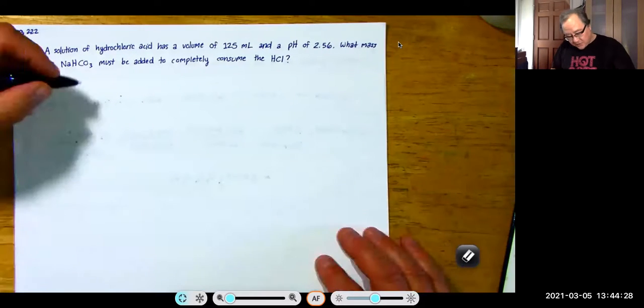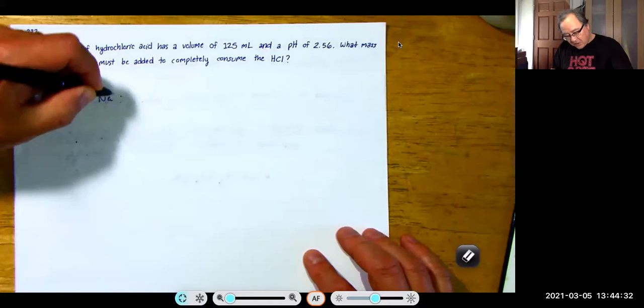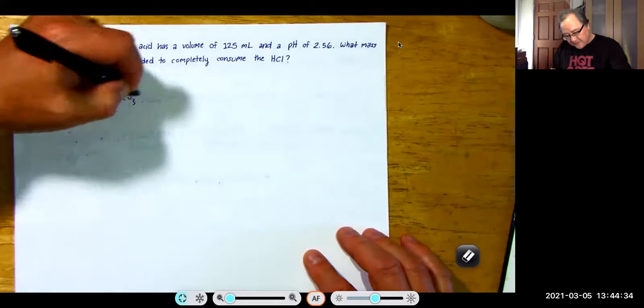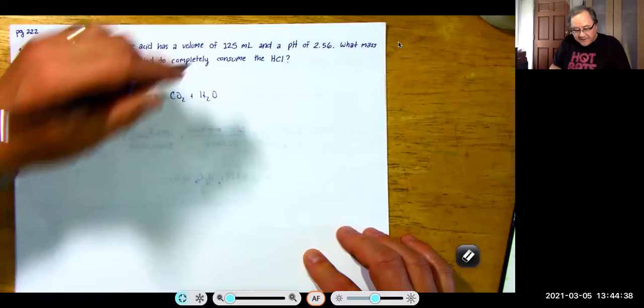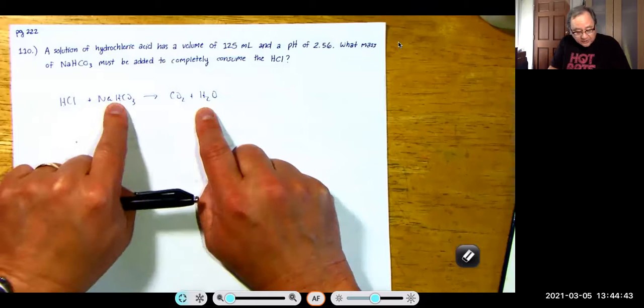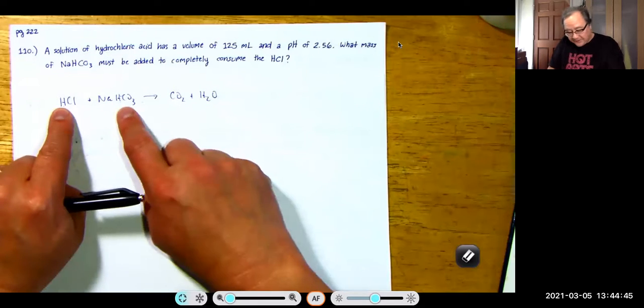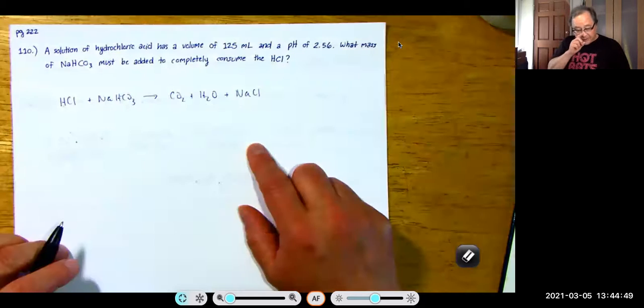So we've got hydrochloric acid plus sodium bicarbonate makes CO2 plus H2O. And remember, to make this, we need H2CO3. Here's one hydrogen, here's another hydrogen, and here's the CO3. And what's going to be left over is sodium chloride. So this is our balanced reaction.